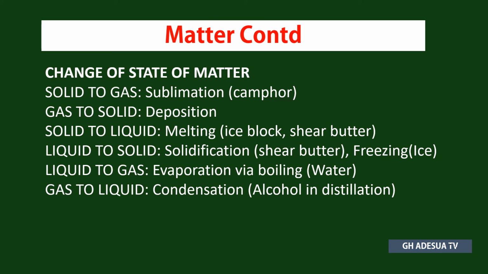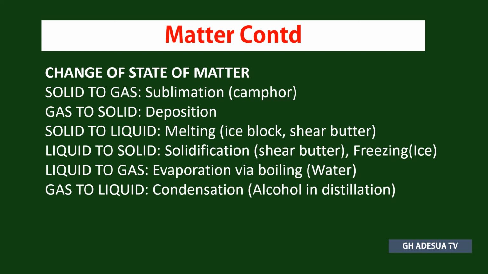So we'll look at how one state converts to another. We'll do one, then we'll do the reverse. For example, we'll do solid to gas and then gas to solid. We'll do solid to liquid and then liquid to solid. Then we'll do liquid to gas and then gas to liquid. So in a triangular form like that.